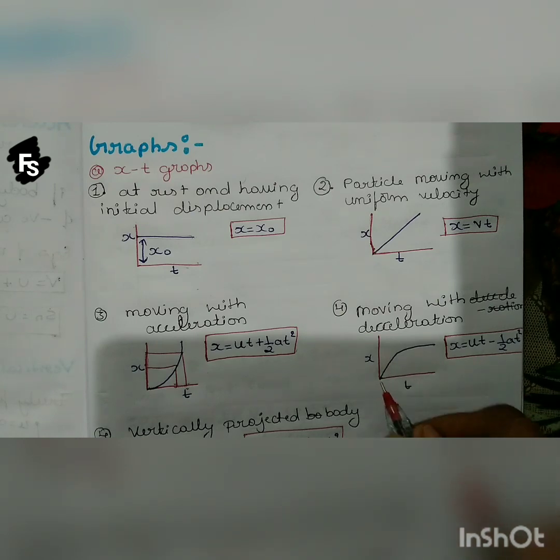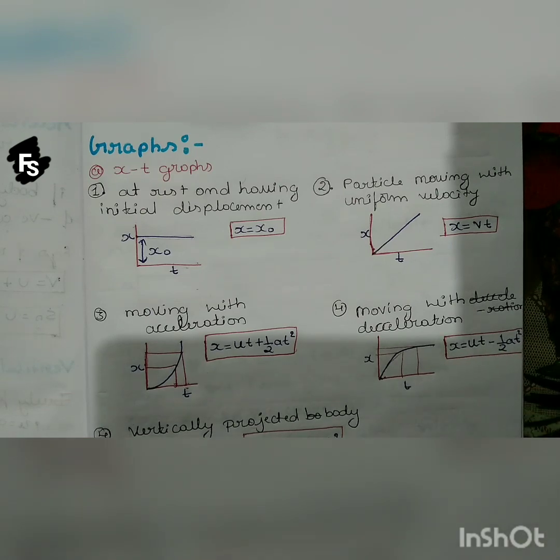Less distance in more time taken. See here, it is covering less distance, but taking more time. This is known as deceleration. The graph will be like this. Then the equation is x equals ut minus half at square.